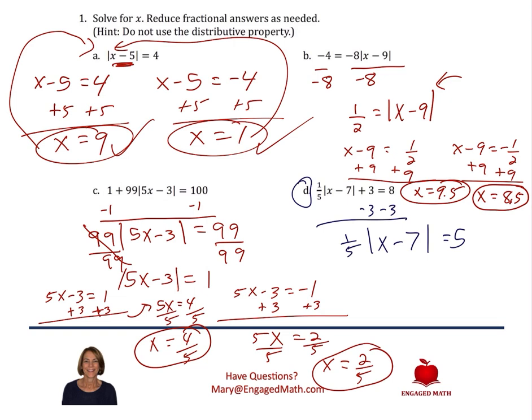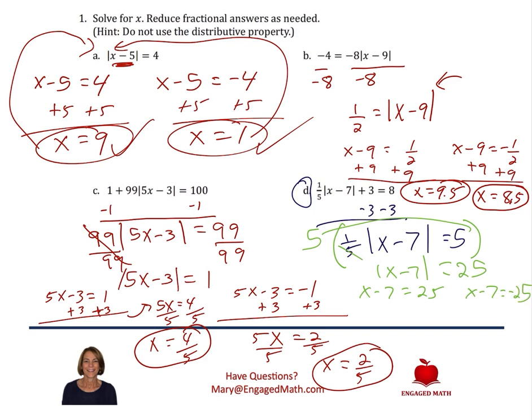I'm going to once again change our color scheme here. Let's make it a kind of green just to show you what we're multiplying through by, which is 5. That will make this 5 cancel. So we have the absolute value of x minus 7 equals, and then this 5 distributes, so we get 25. So now our two equations are x minus 7 equals 25, x minus 7 equals negative 25.